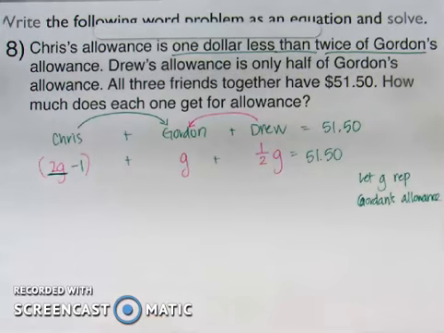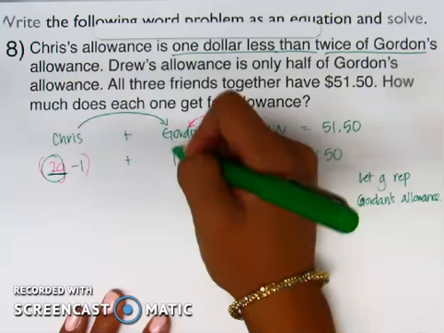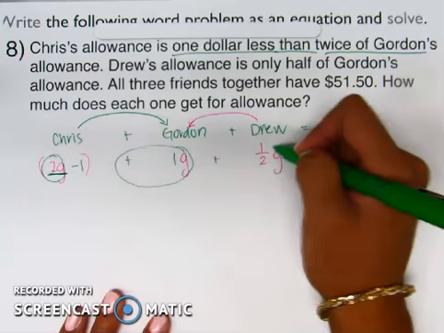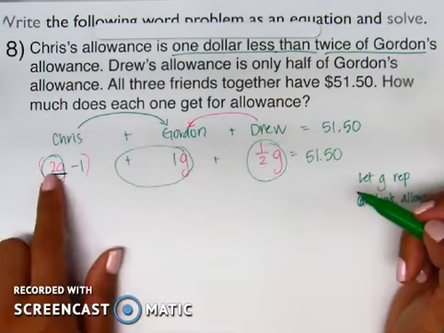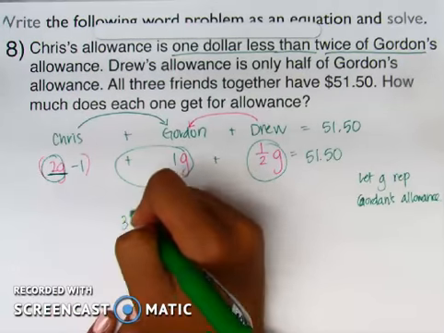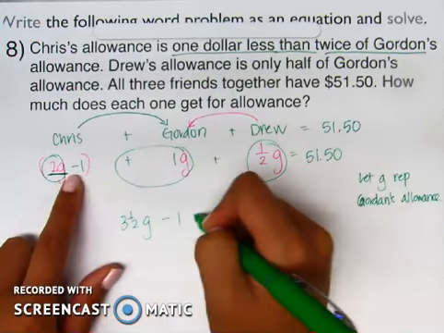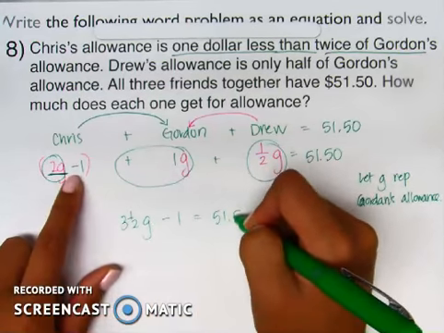First things first, we're going to check if we can distribute, which we cannot. So the next best thing is to combine like terms. We have 2G, 1G, and a half G. So 2 plus 1 is 3. 3 plus a half is 3.5 G's. So 3.5 G's. We're going to keep the minus 1, and it is going to equal $51.50.